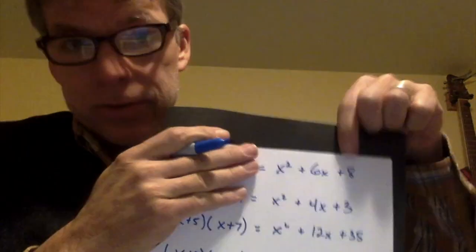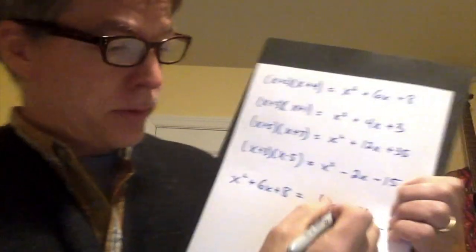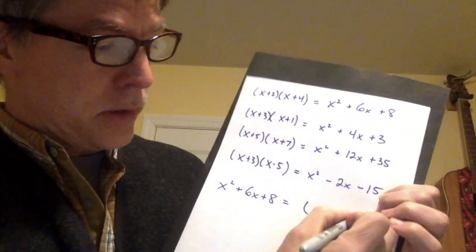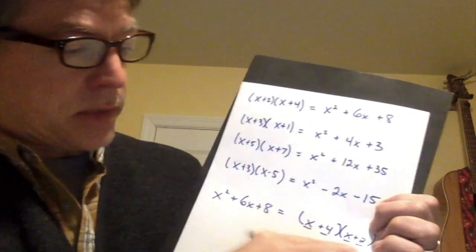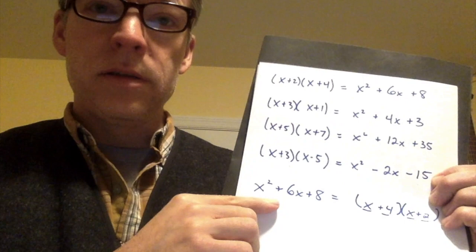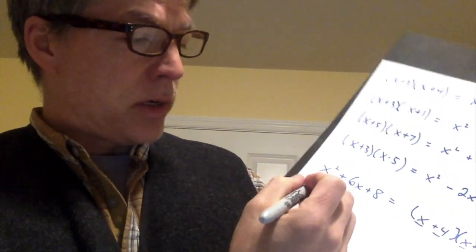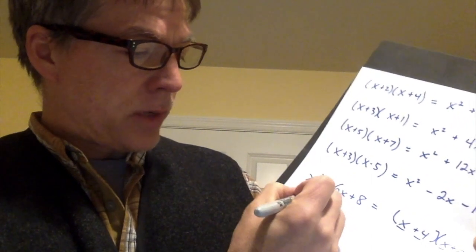It's 4 and 2. So it's positive 4 and 2. So I'm going to write positive 4, positive 2, and guess what? Did we just factor our first trinomial? We did.